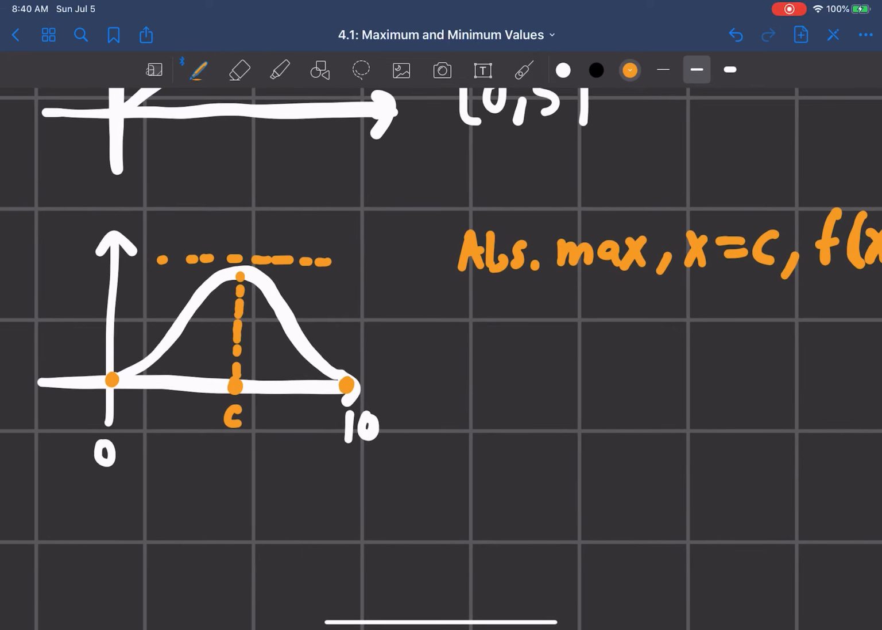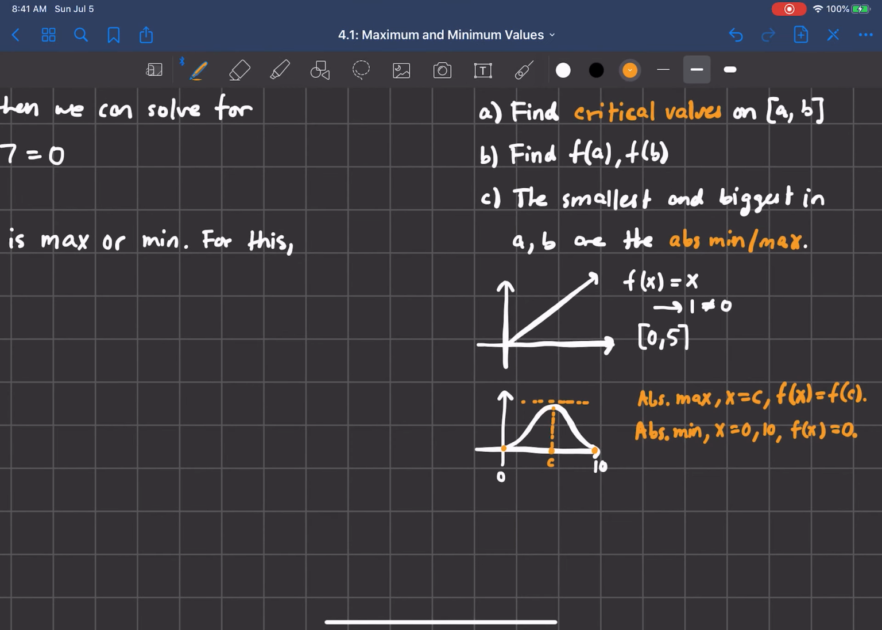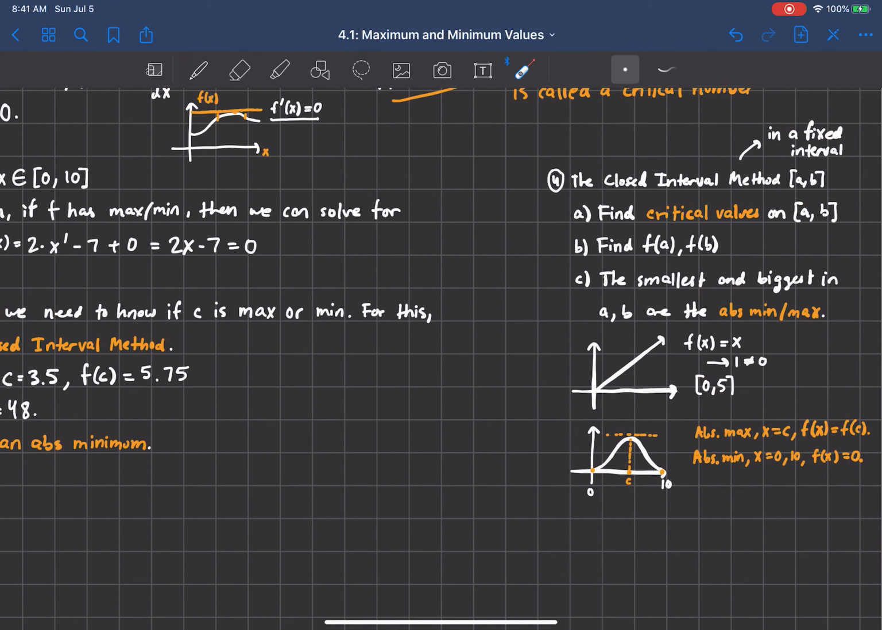Now, for the absolute minima, we know that the smallest it's going to get in this domain is 0. It doesn't ever go below 0, which happens both at 0 and 10. So at x equals 0 or 10, f of x equals 0. So that's an example. That's basically how this whole process of the closed interval method is going to work.